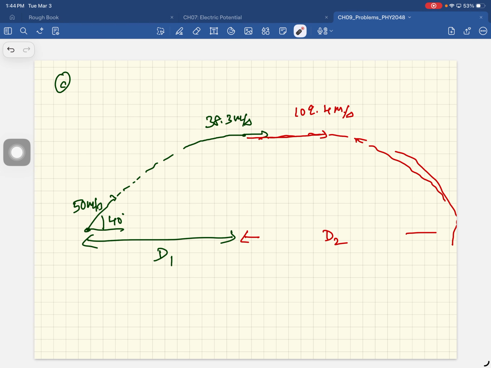So the total distance traveled is 6084. Okay. Half a kilometer.